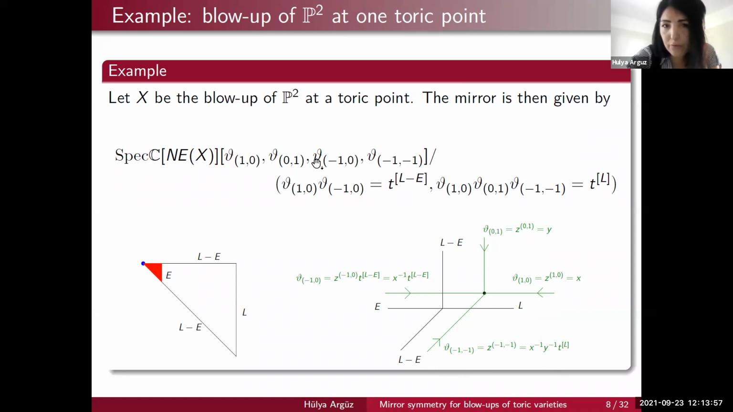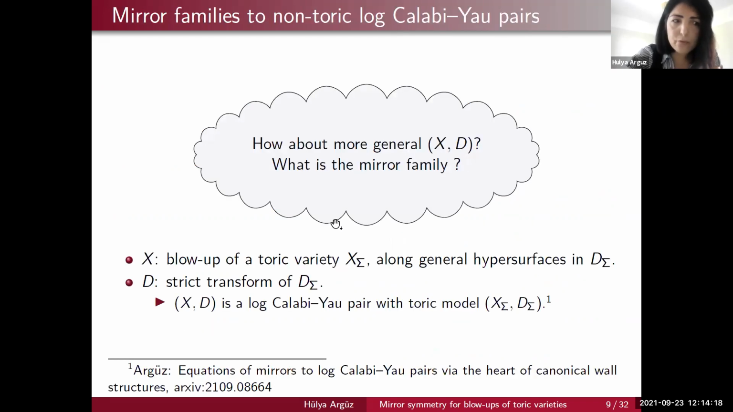So my mirror is generated by these 4 θ functions. The mirror family is given by this. You see there are obvious relations. This times this is equal to T^(L-E), and this times this is T^L. So this is my mirror family. All right. So the main question is about more general X_T.